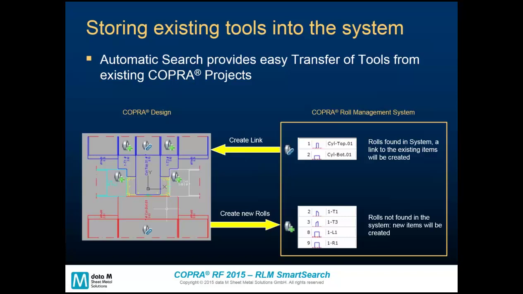So you can see here in an example, we created a link between the COPRA role management system here to the COPRA design we're working on right now. And the cylinder role here, we've searched and we found one in our system that is suitable, and we created a link to that. And also the bottom roles. The roles which weren't found in the system, you can see here left 1T1, 1T3 and 1L1 and 1LR weren't. So this is where we would need to create a new role. So that's why we see the plus sign here.